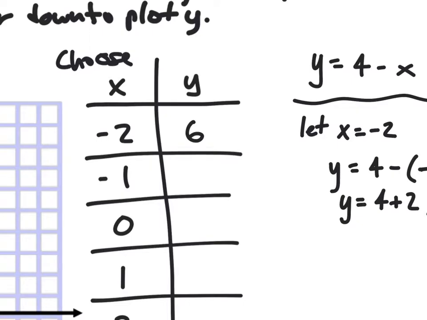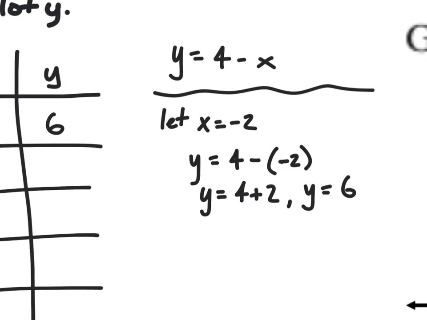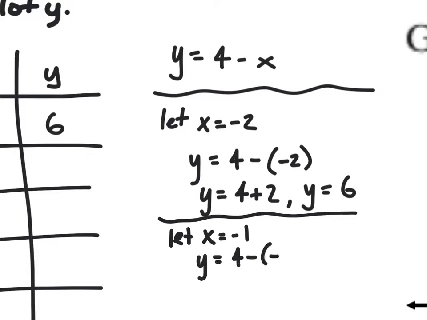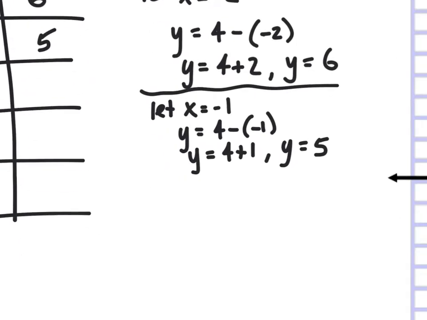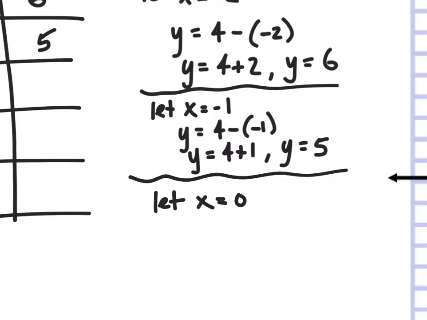All right, now if I plug in -1, so let x equal -1. I've got y equals 4 minus -1. So that's really going to be y is equal to 4 plus 1. So therefore y is equal to 5. Okay, now I'm going to plug in 0. I'm going to let x equal 0. So I'm going to put y is equal to 4 minus 0. 4 minus 0 is just 4.